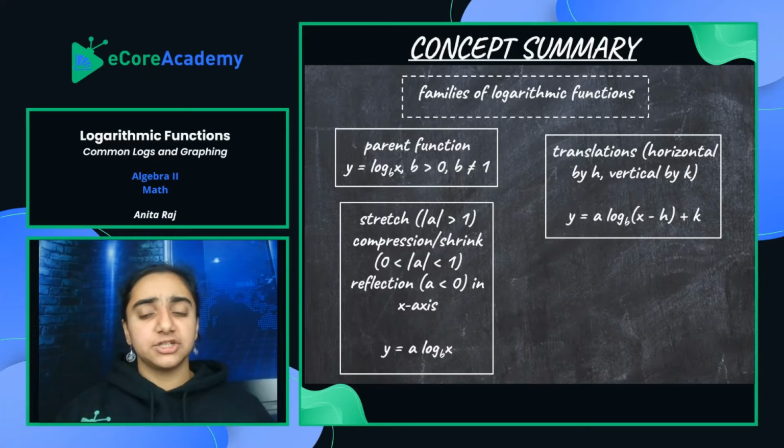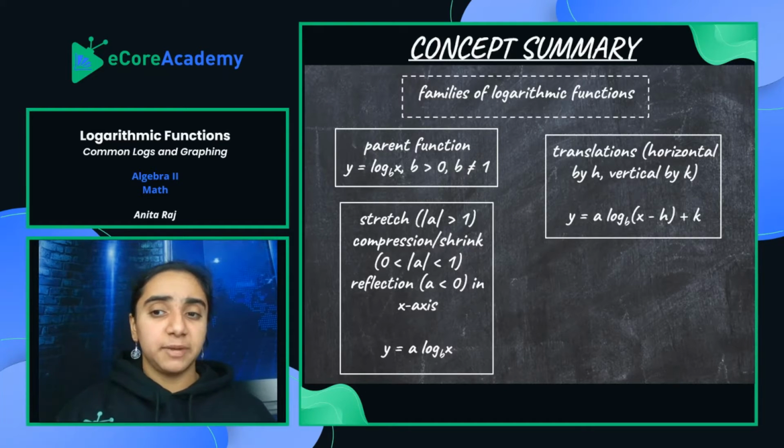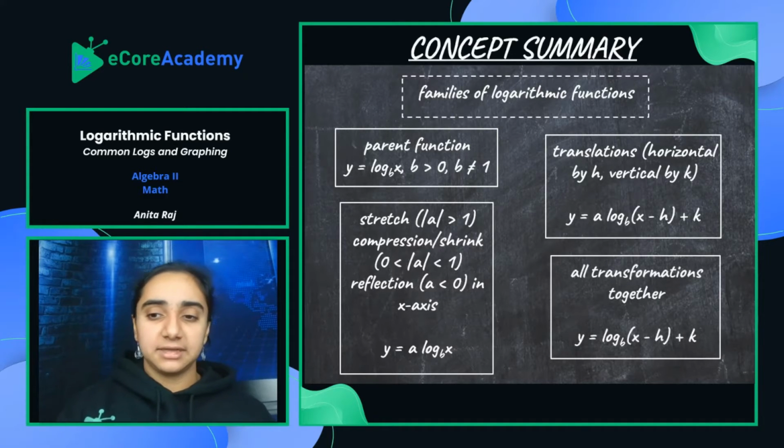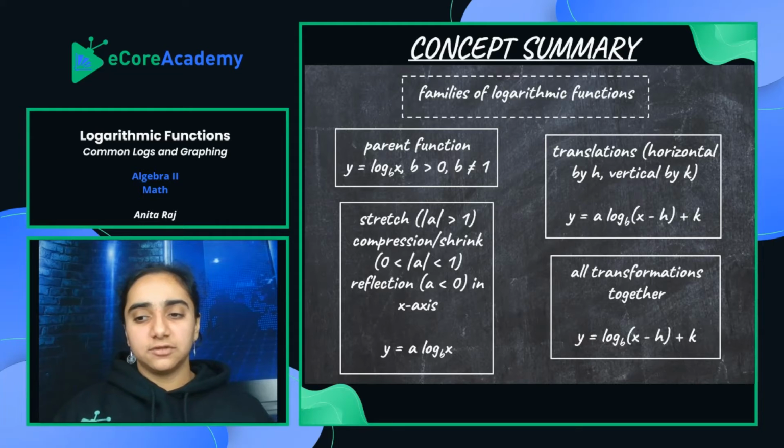Let's talk about translations. You have horizontal translations by h, which is in the set of parentheses with x, and then vertical translations up and down the y-axis with the plus k outside. You would denote that in the formula y equals a log base b of x minus h plus k, which you looked at on the last slide. And then if you put all of these transformations together, we'll just disregard the a for right now. You get y equals log base b of x minus h plus k, and then if a is not equal to 1, if you have some stretch or compression factor, and if there's a reflection, you'll have a in front of the log.